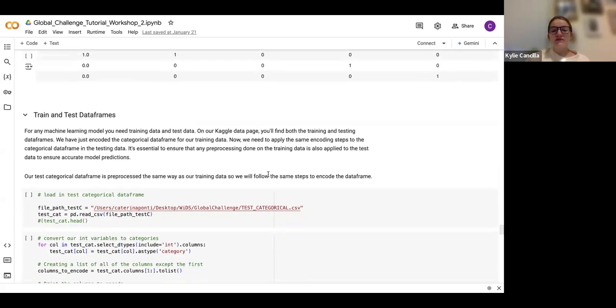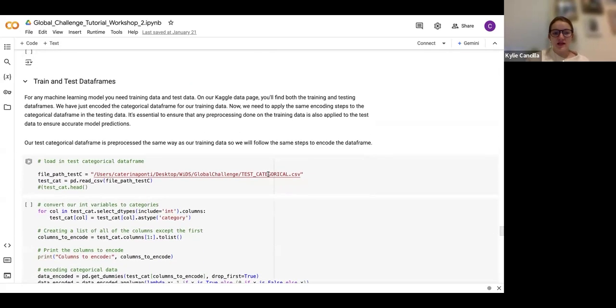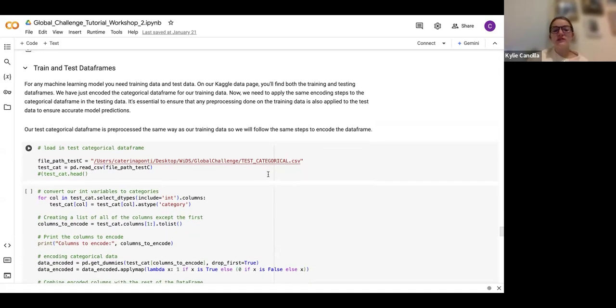So we have done that for our training data set, but for any machine learning model, you need training and test data. On our Kaggle data page, you'll find both the training and testing data frames, and you will need to download all of those. We have just encoded the categorical data frame for our training data, but we need to apply the same encoding steps to the categorical data frame in the testing data.